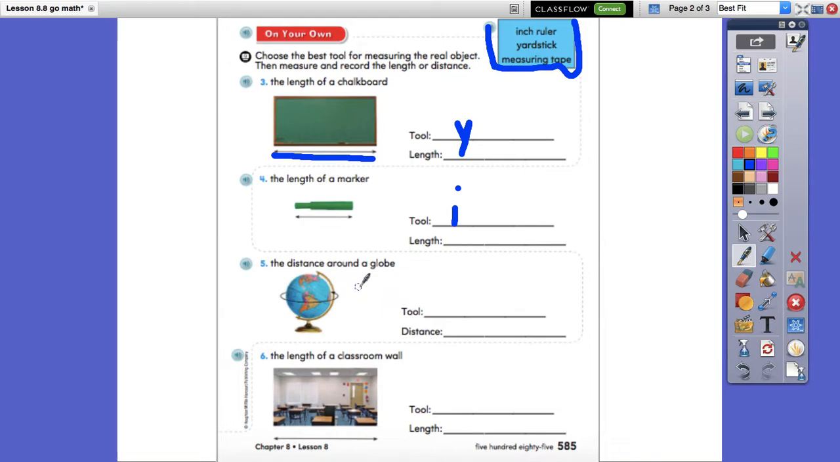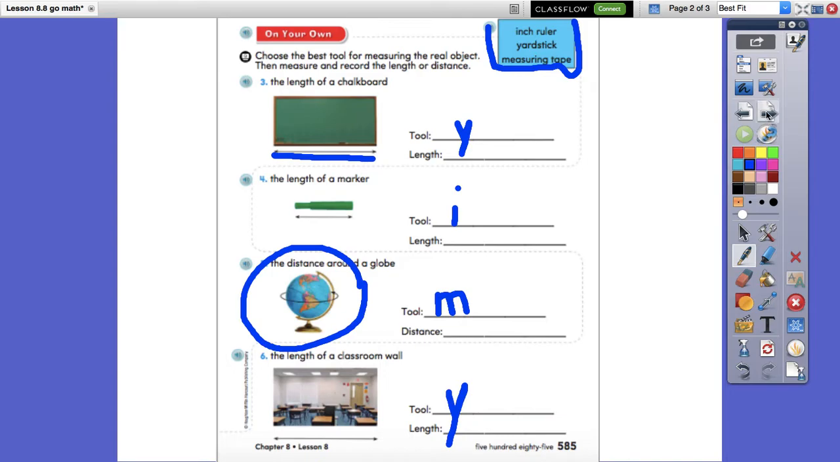Next one is the distance around a globe. We have a globe in our classroom. To measure around that, which is circular, it is not flat and it's not straight, means we need to use a measuring tape. So again, I'm going to put an M for measuring tape. And the last one is the length of a classroom wall. We were going to measure the walls of our classroom. We know they're long, and so the best tool to use would be a yardstick. And so I'm going to use a Y for yardstick.